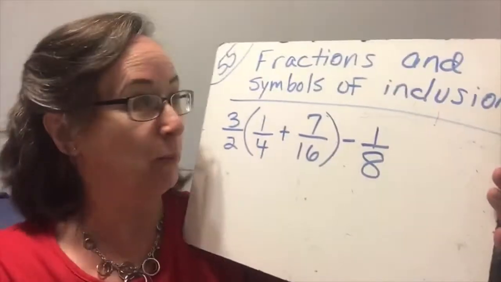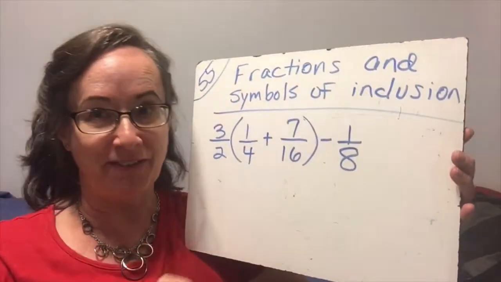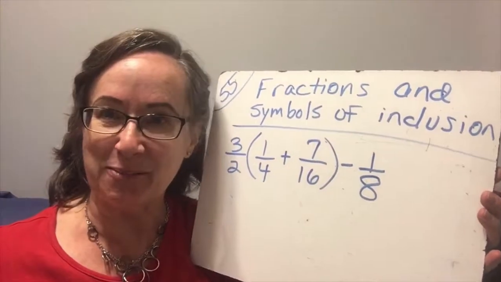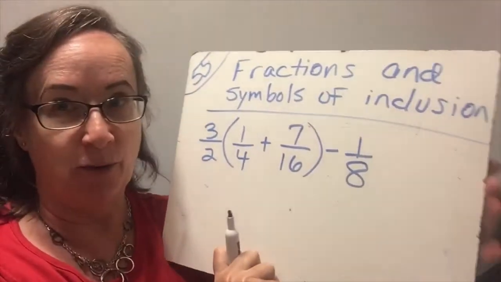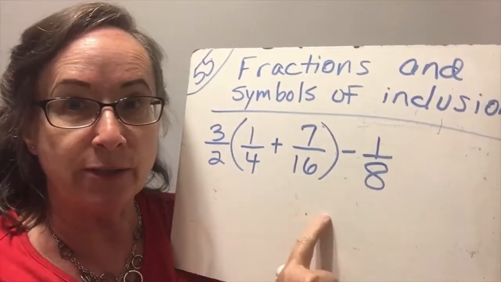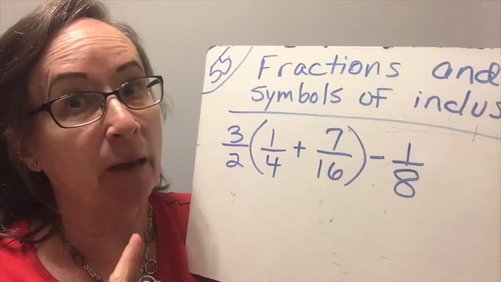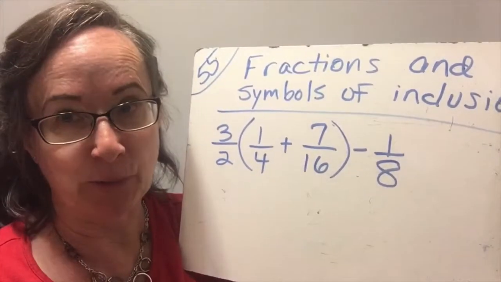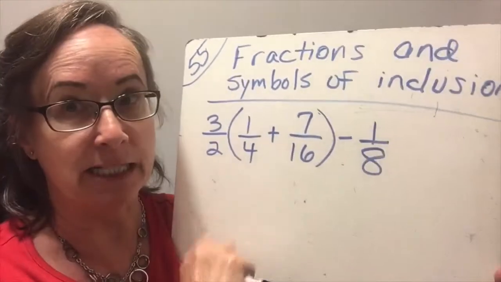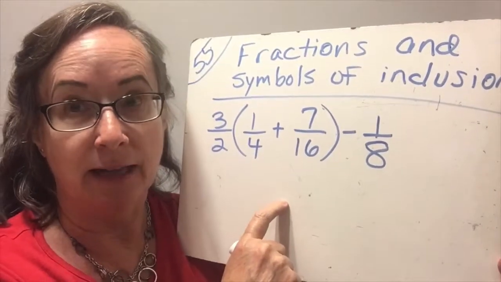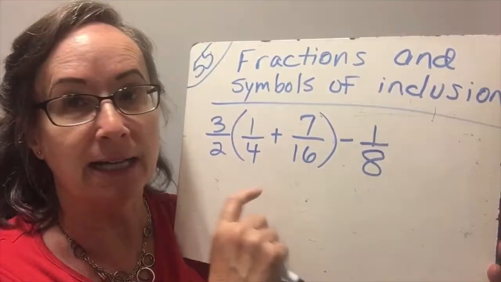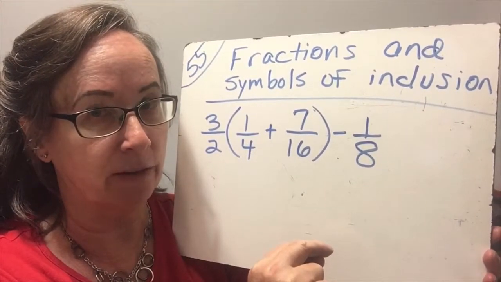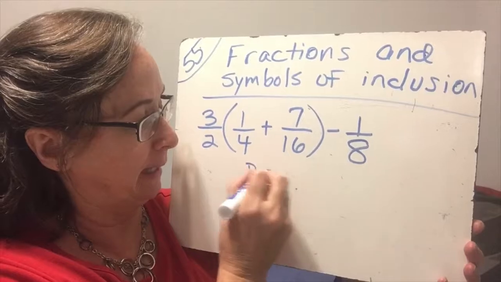And today we are looking at lesson number 55 in our blue books, and we're talking about fractions and symbols of inclusion. So here we go. Now remember, when we're using our symbols of inclusion, we're using our order of operations, which a lot of times we call PEMDAS, but that means parentheses come first. Okay, so PEMDAS is parentheses and then exponents and roots. They go together.